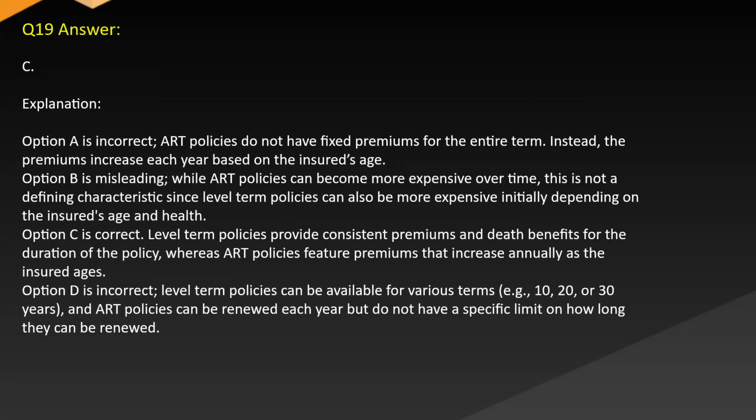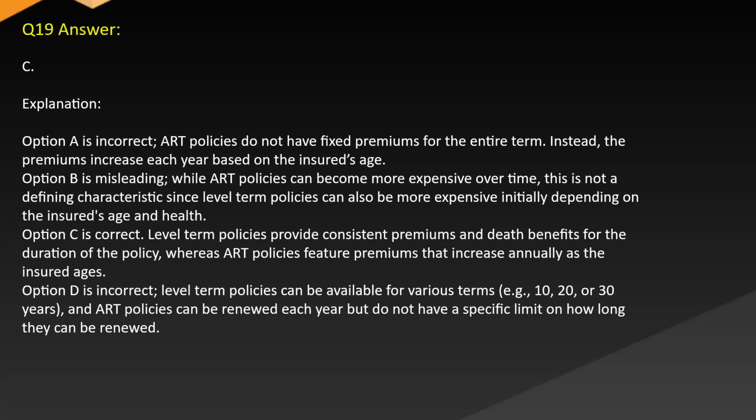Answer C. Explanation. Option A is incorrect. ART policies do not have fixed premiums for the entire term. Instead, the premiums increase each year based on the insured's age. Option B is misleading. While ART policies can become more expensive over time, this is not a defining characteristic, since level term policies can also be more expensive initially depending on the insured's age and health.